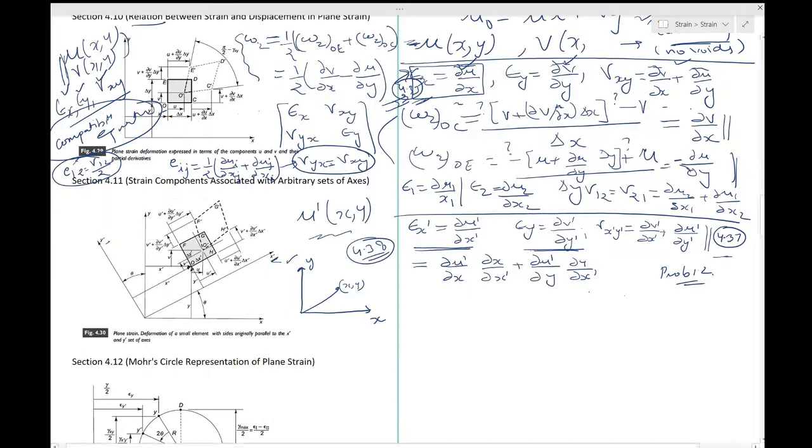Then you can substitute 4.39 into the first of 4.38, which is this one. So you would substitute, for example, dou u dash by dou x dash, which is dou u by dou x cos theta plus dou v by dou x sin theta. You will make those substitutions, and you should eventually arrive at ex dash is equal to ex cos square theta plus ey sin square theta.